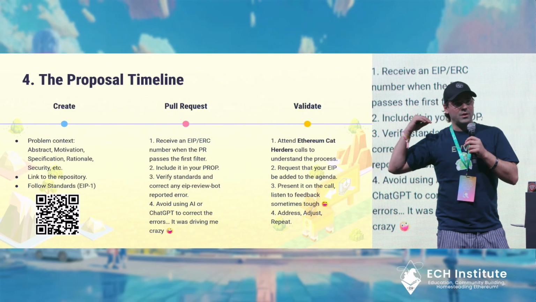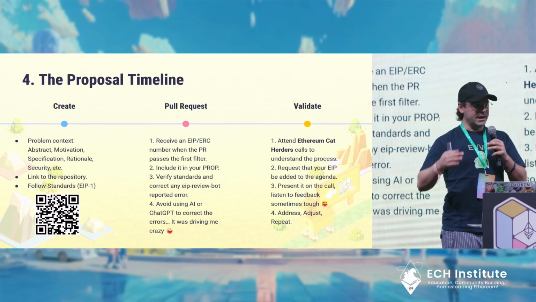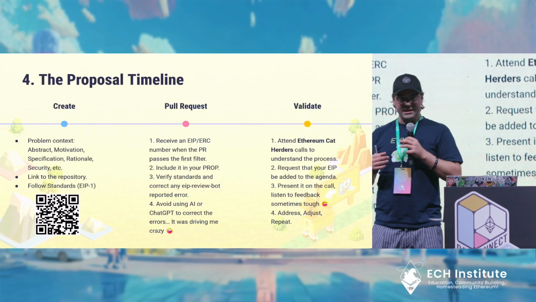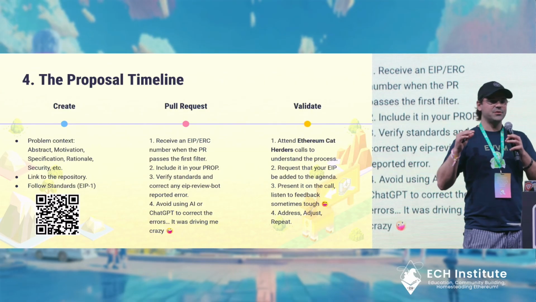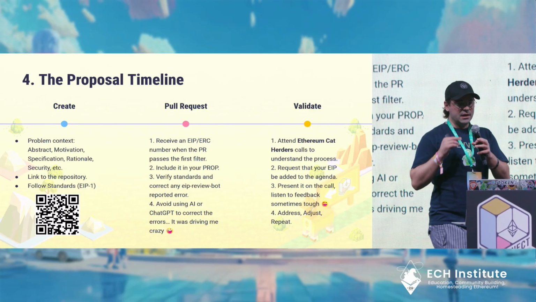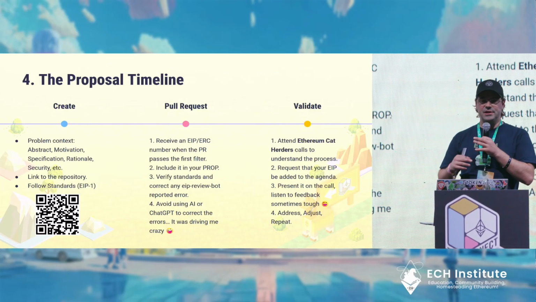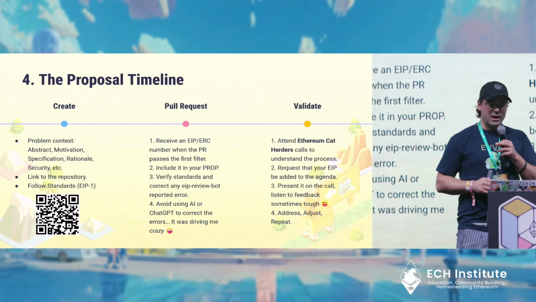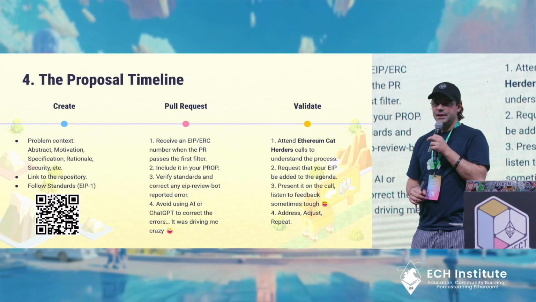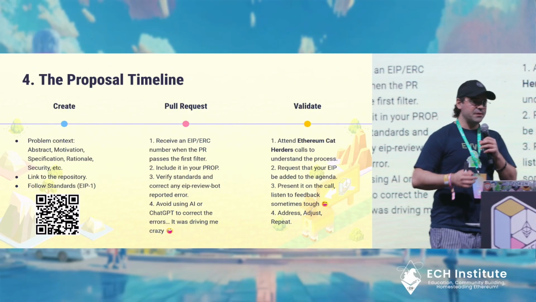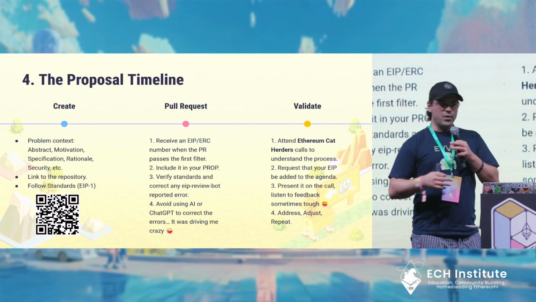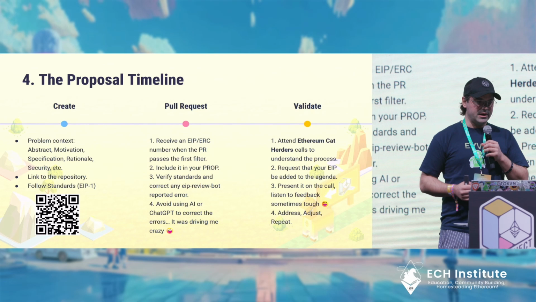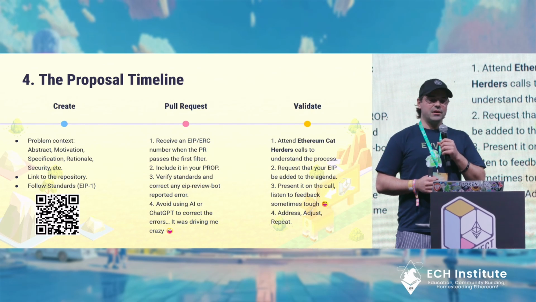We already saw what happens on the validation side, all the iterations, all the logics, all the workflow. But for us, that we are making this for the first time, first we have to have the problem context, an abstract, motivation, specification, rationale, security, link to the repo, and following the standards, the EIP one, that is the QR code there. It's very important to read it. You can read it before, you can read it after, makes a lot more sense if you read it after a week researching Ethereum Magicians, if not, it's too much specification for nothing, because you are standing on nothing. Then you have to make the pull request.